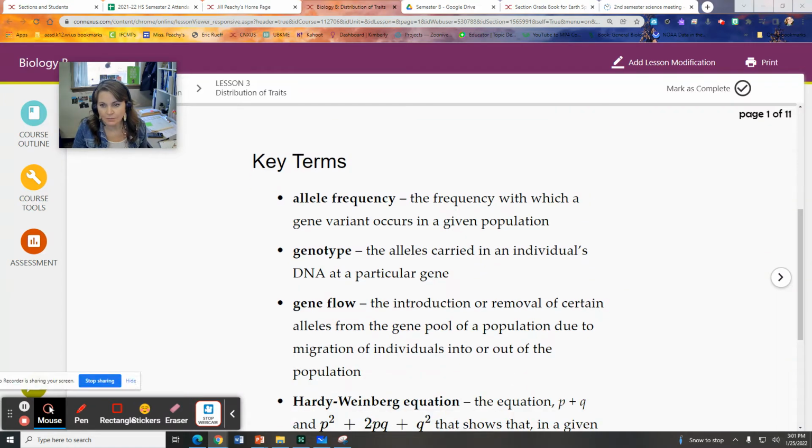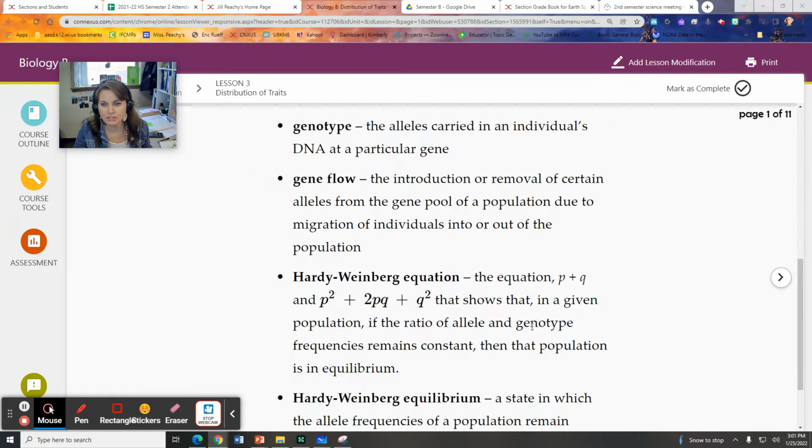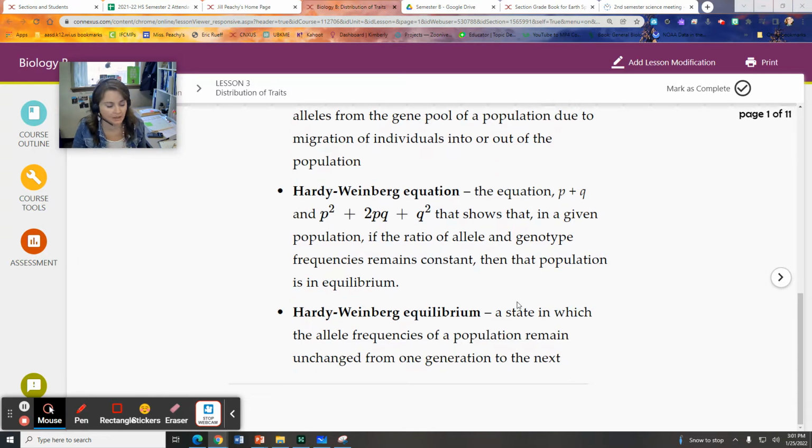Our key terms for this unit are allele frequency, genotype, gene flow, Hardy-Weinberg equation, and Hardy-Weinberg equilibrium. And we'll go through this. There's a little bit of trickier stuff in this lesson, specifically the Hardy-Weinberg equation. It can be a bit tricky. Some people look at that math and freak out right away, and I'm going to try to help you out with that a little bit, just so you have an understanding of how to use it and what it is. But let's go ahead and get started.